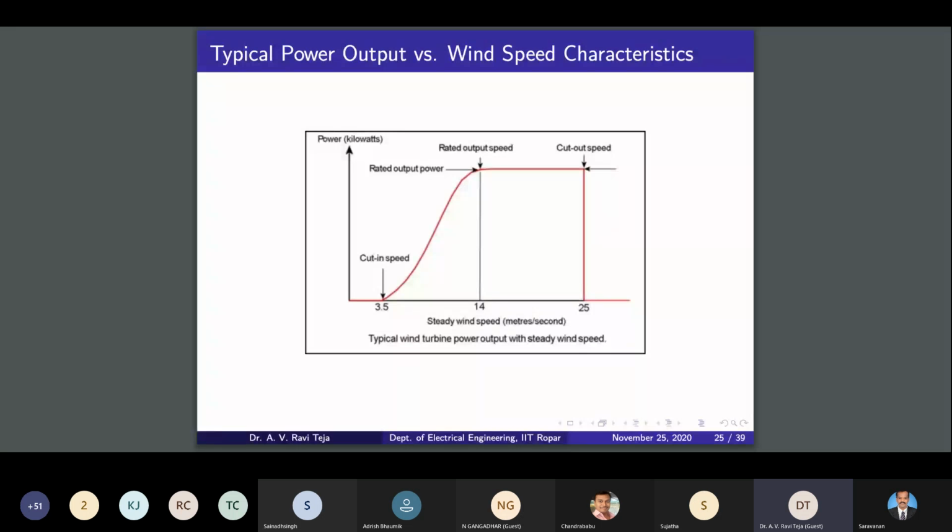I am not interested in any power generation from the wind plant. It's not rated, not any value.